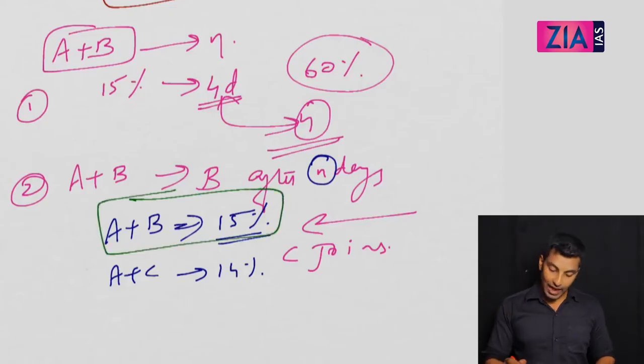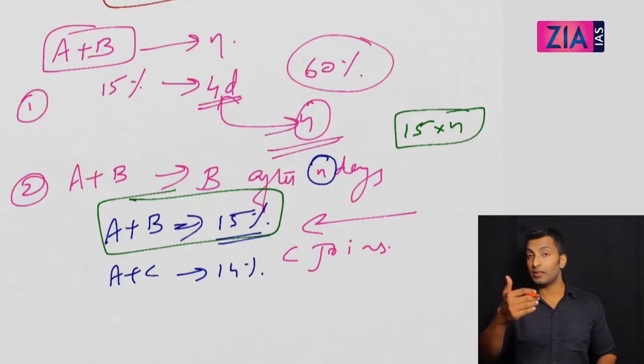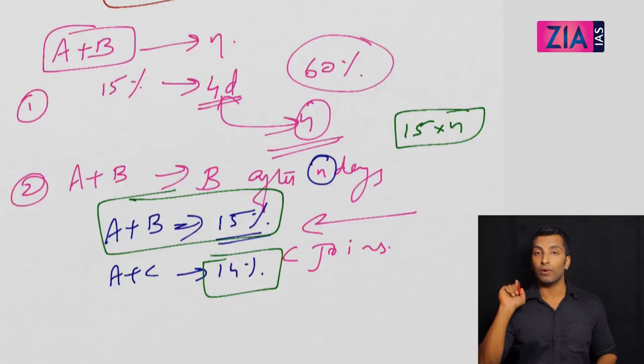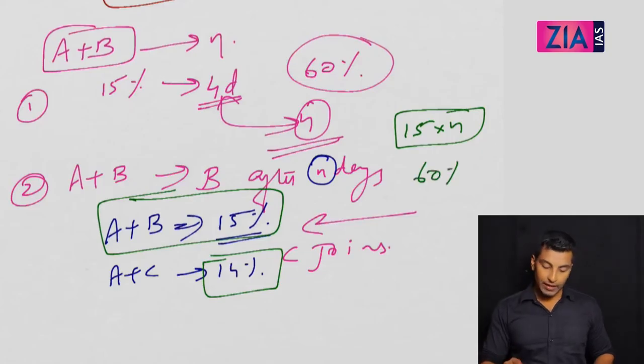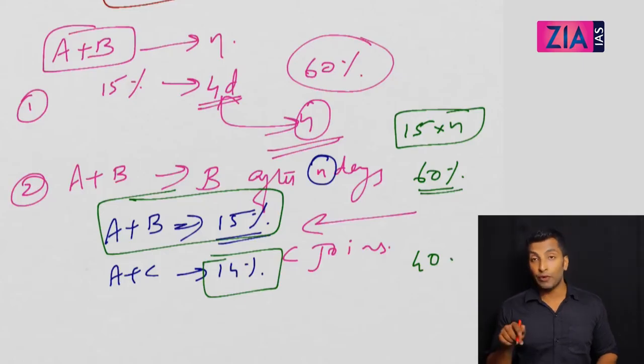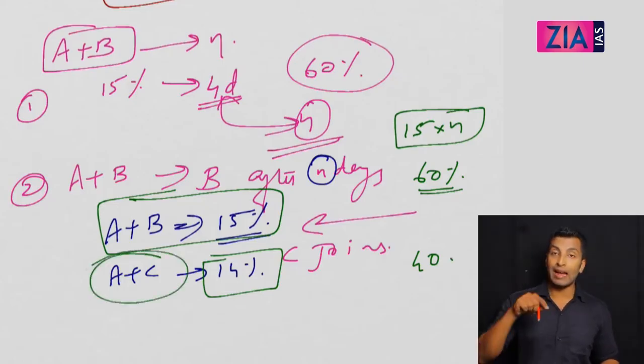So here when I say n, 15% into n, that much is completed. Then you need to see how much is left out. That will be done by this. So if I tell you n is 4, 60% is completed when B left. Now how much is left out? 40% is left out, and this 40% is going to be done by A and C together.